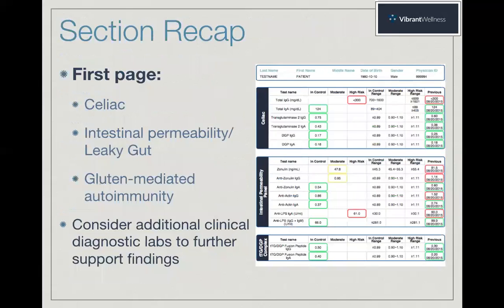To quickly recap what we've discussed on the first page, the three main takeaways here are celiac disease, intestinal permeability, or leaky gut, and gluten-mediated autoimmunity. These are going to relate more systemically to other clinical diagnostic labs such as cardiovascular, inflammation, diabetes, thyroid, neurological, integumentary, autoimmunity, and circulatory health. Consider running additional labs to examine whether further specific or targeted therapies are warranted.